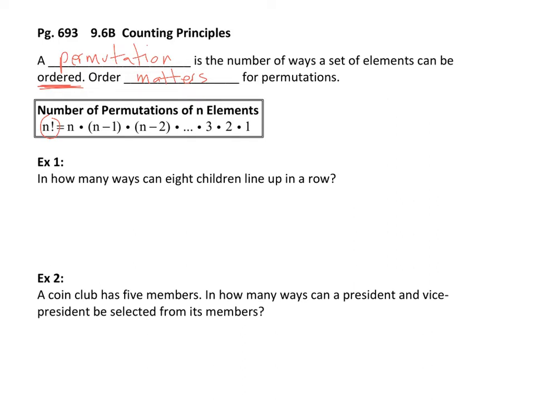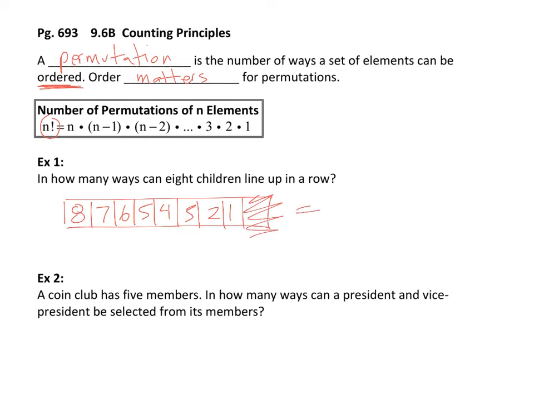Example 1: in how many ways can 8 children line up in a row? Here we could have slots. Who gets the first slot? Well, there's 8 choices. And then who gets the second slot? Then we have 7 choices, and then 6, 5, 4, 3, 2, 1. Didn't need that extra box. So this is equal to 8 factorial, which is equal to 40,320.